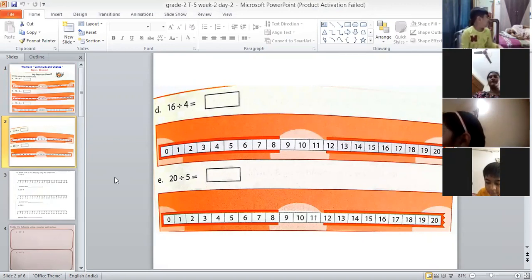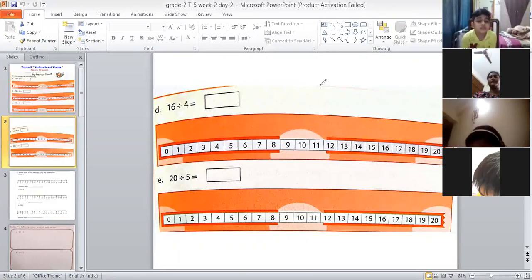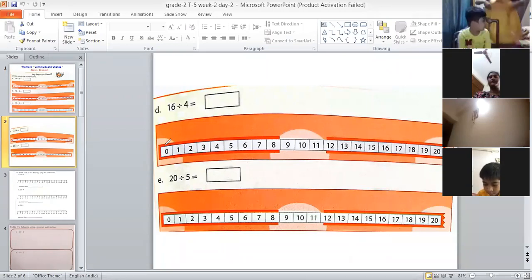16 divided by 4. What is that? Tell me, after the division symbol, what is the number? 4. So this means we have to take steps of 4 to reach number 16. P. Shreyan, tell me, if we start from 0 and take 4 steps forward, we will reach which number? 4. Very good. So we'll reach number 4.